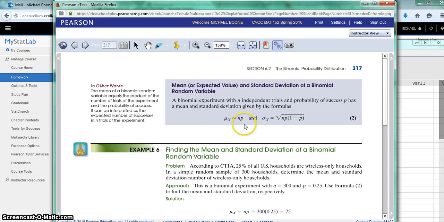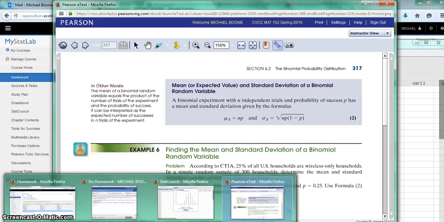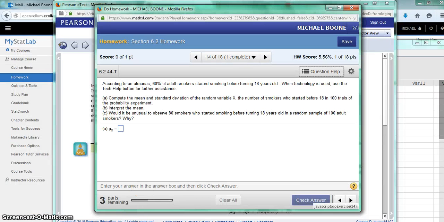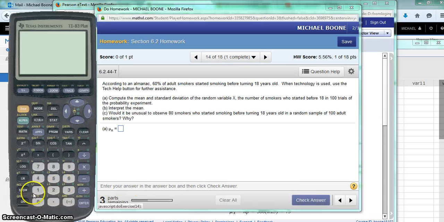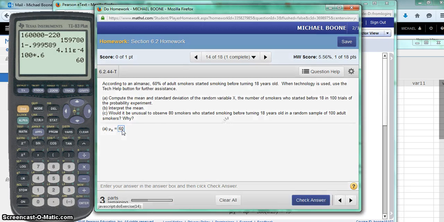But here's our formulas. So the mean is n times p, and the standard deviation is the square root of n times p times 1 minus p, sometimes called q in different books. So again, back to our problem. It's just multiplying n times p. So 100 is our n times 0.60. So our mean would be 60.